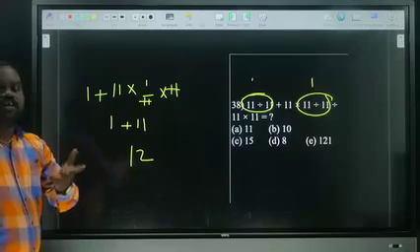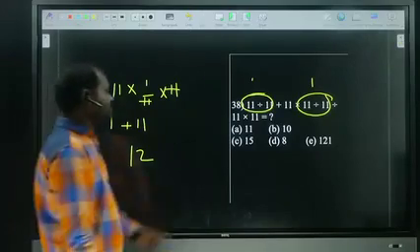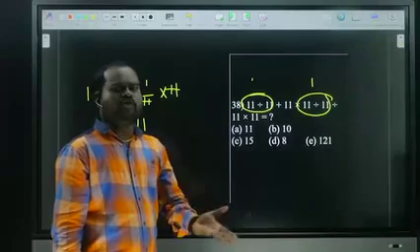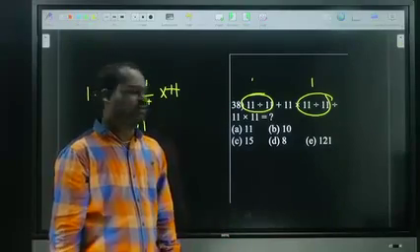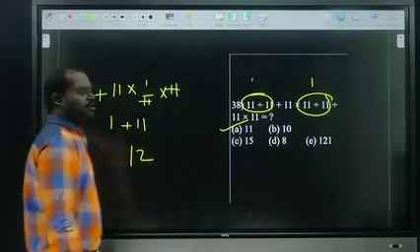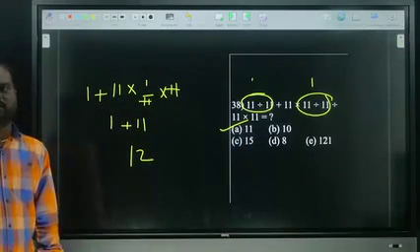But in your options, is 12 there? 12 is not there. When 12 is not there, see what the options near to 12 are. Near to 12, the option is 11. So what is the answer? Option A. Option A is the answer. Okay? Right? Next.